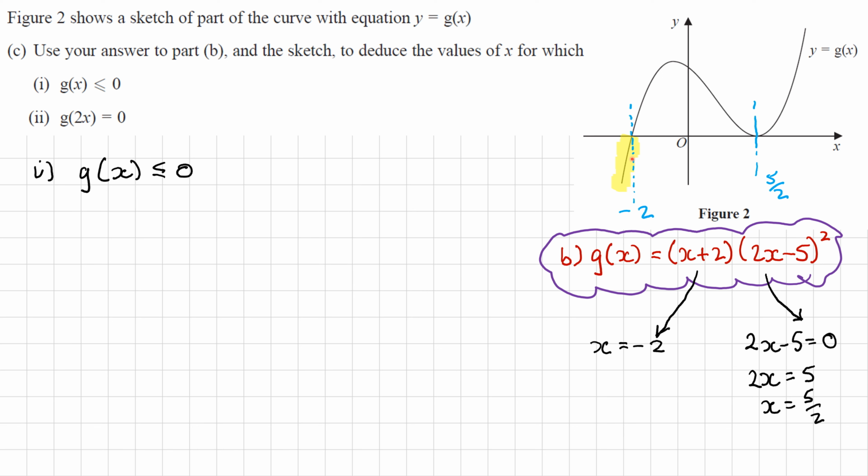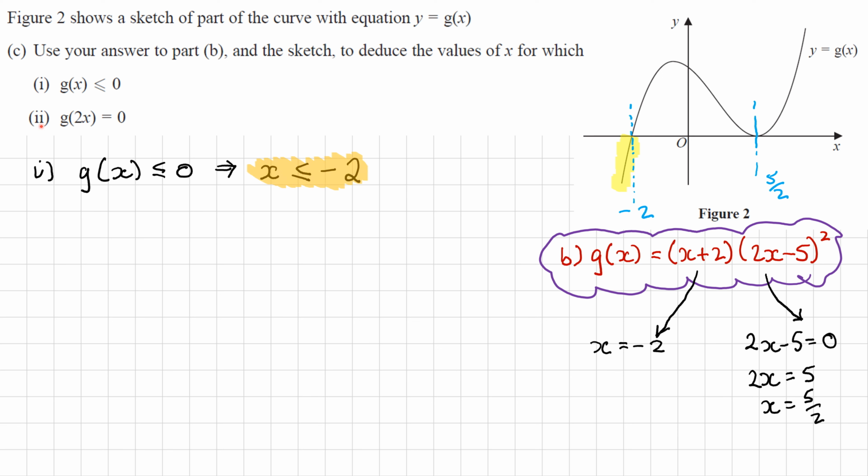So the graph is below the x-axis. In other words, g of x is less than or equal to 0 for values of x less than or equal to -2. And the reason it's "equal to" -2 is because we're including the point where g of x is equal to 0. So that's the first part of part C done.